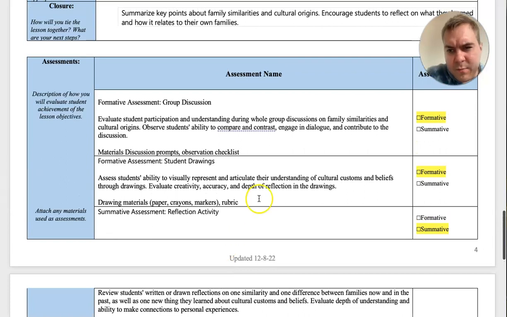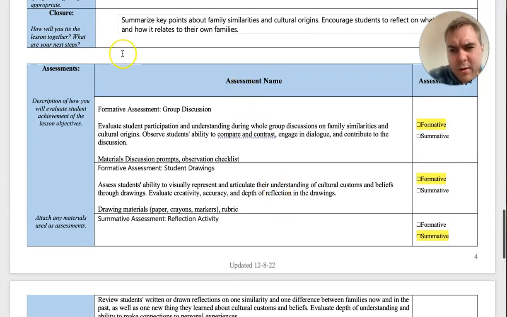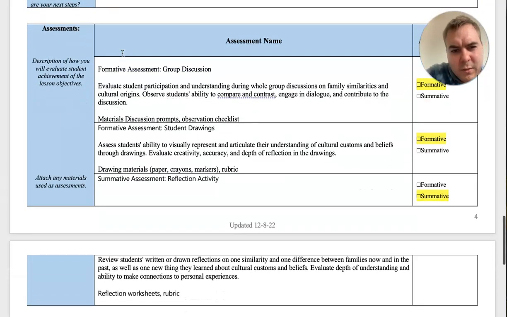And after the lesson, there are 3 assessments prepared. 2 are formative, 1 is summative. The first one is a group discussion, which will evaluate students' participation and understanding during whole group discussions on family similarities and cultural origins, and we will observe students' ability to compare and contrast, engage in dialogue, and contribute to the discussion.